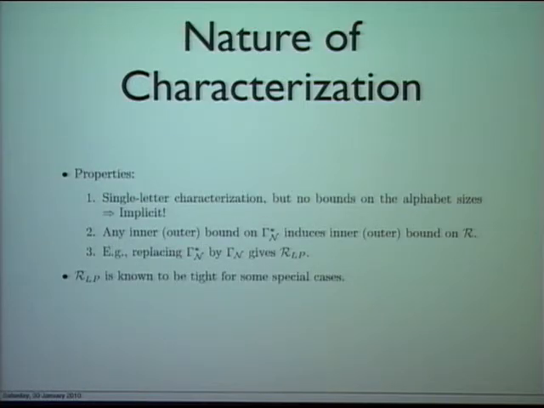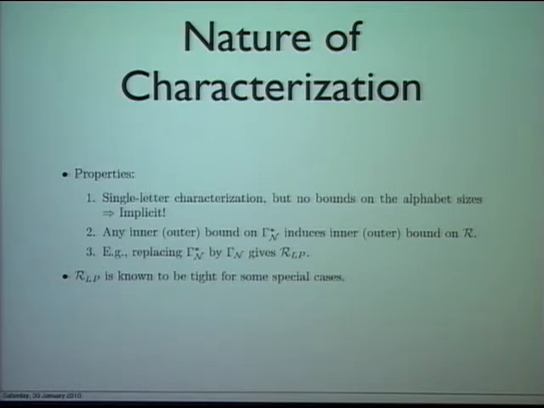Okay. Now I'd like to make some remarks on the nature of the characterization. This characterization in terms of gamma n star is a single-letter characterization. But there's no bound on the alphabet size. In multi-user information theory, if you have no bound on the alphabet size, you cannot evaluate the region. In this case, we also don't have bounds on the alphabet size, so we cannot evaluate the region, and therefore I would call this an implicit characterization.